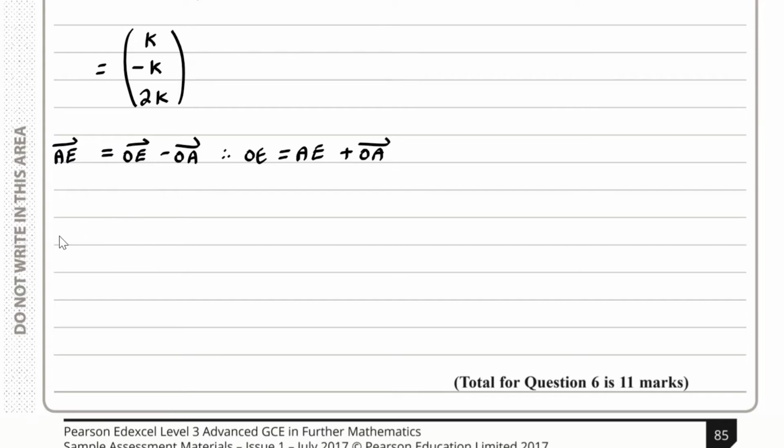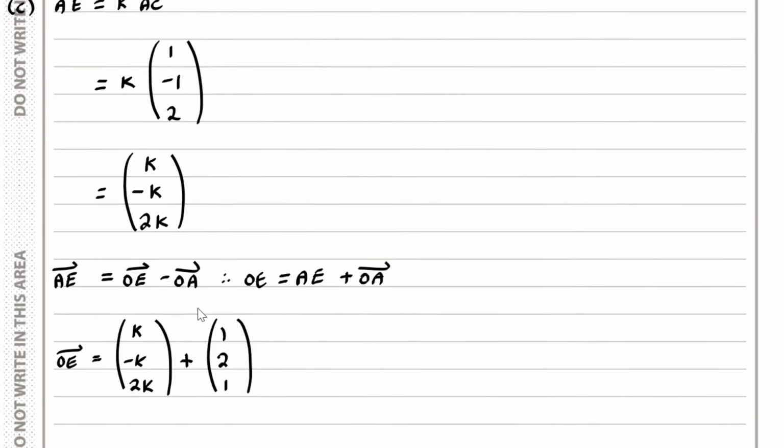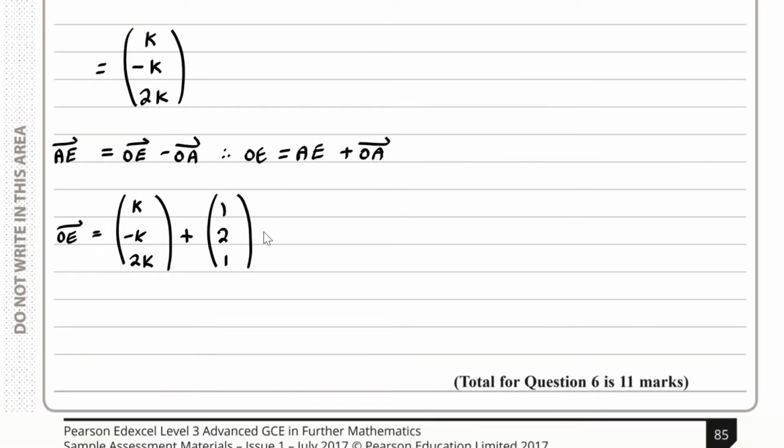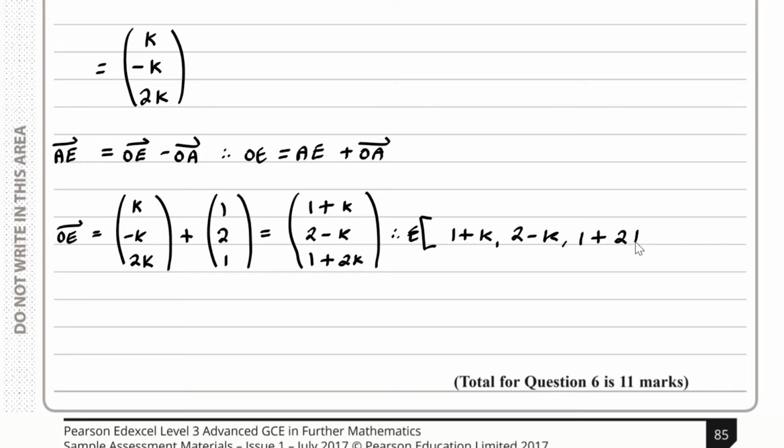So if we actually work out what E is, OE is equal to AE, which we just said was k, minus k and 2k, plus OA, that would be 1, 2, 1. All I've just done over here is use this coordinate here, and if we work out this result, you can see that OE is equal to 1 plus k, 2 minus k, and 1 plus 2k. Therefore the coordinates of E are 1 plus k, 2 minus k, and 1 plus 2k.